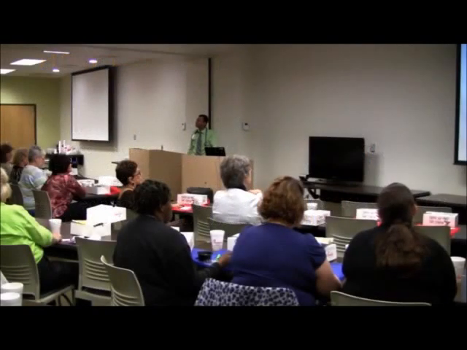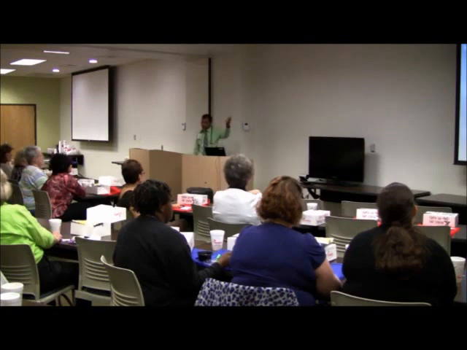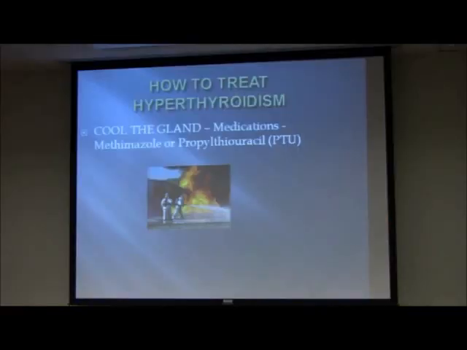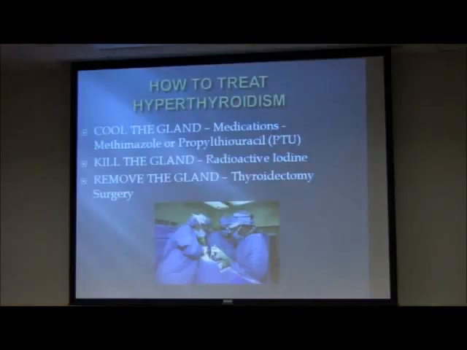Now, how do we treat hyperthyroidism? Basically, there are 3 treatment options. We cool the gland. If your gland is on fire, you cool the gland. It's simple. You give medications, methimazole and PTU. Both of them suppress the thyroid function, cool the gland. Or you can kill the gland with radioactive iodine. You just give iodine that is radioactive, and it basically kills off the gland. Or you can remove the gland. You just remove the gland, and the overactivity is gone. So those are the 3 treatment options.